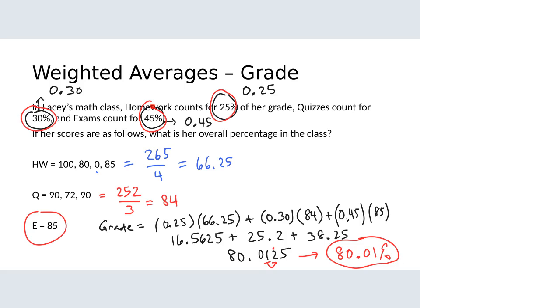Are there any questions on what we did there? Find the mean for each category, multiply each category by its weight, and then add those together to wind up with the overall percentage.